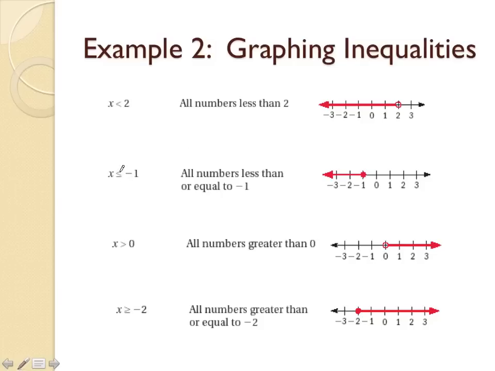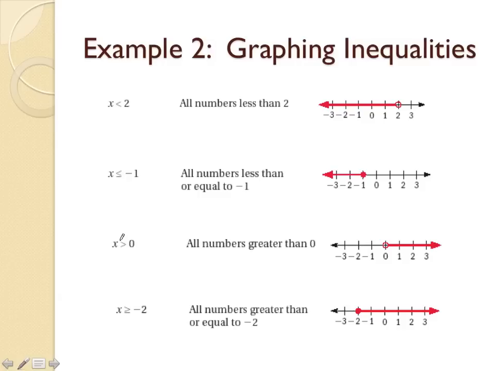So x is less than or equal to -1. I find -1 on my number line. It's less than or equal to, so I'm going to shade it solid. And then I'm going to look and say, oh, my arrowhead is pointing to the left, so I'm going to shade to the left. Again, less than or equal to -1 is everything to the left. So I shade there. All right, next one. X is greater than 0. All numbers greater than 0.